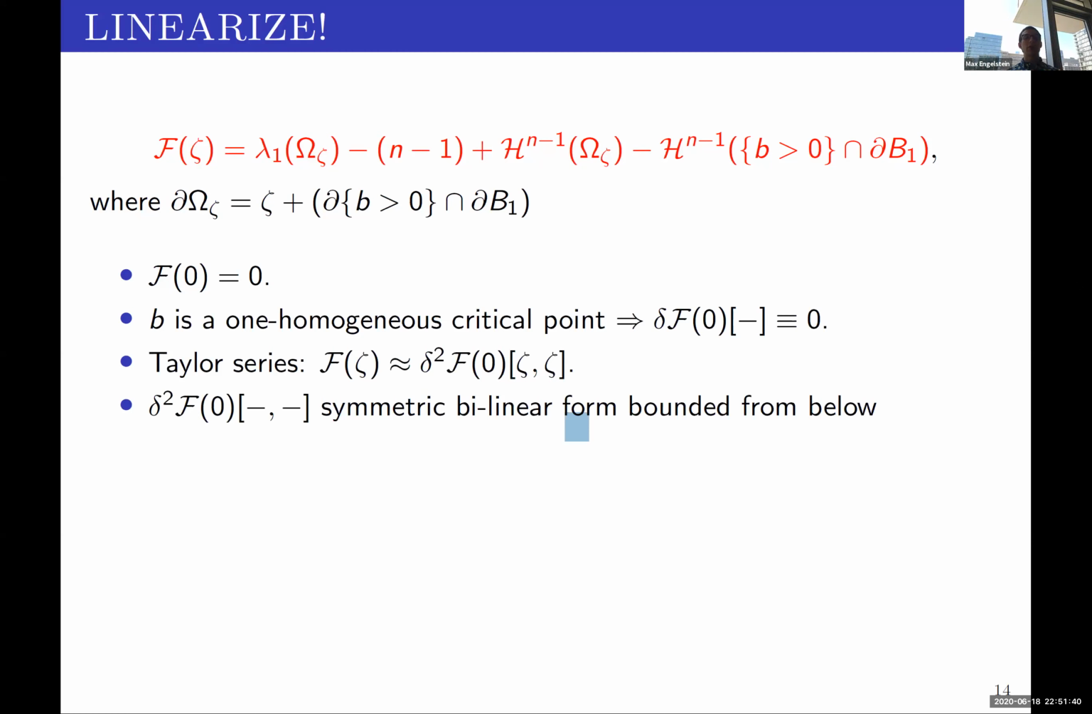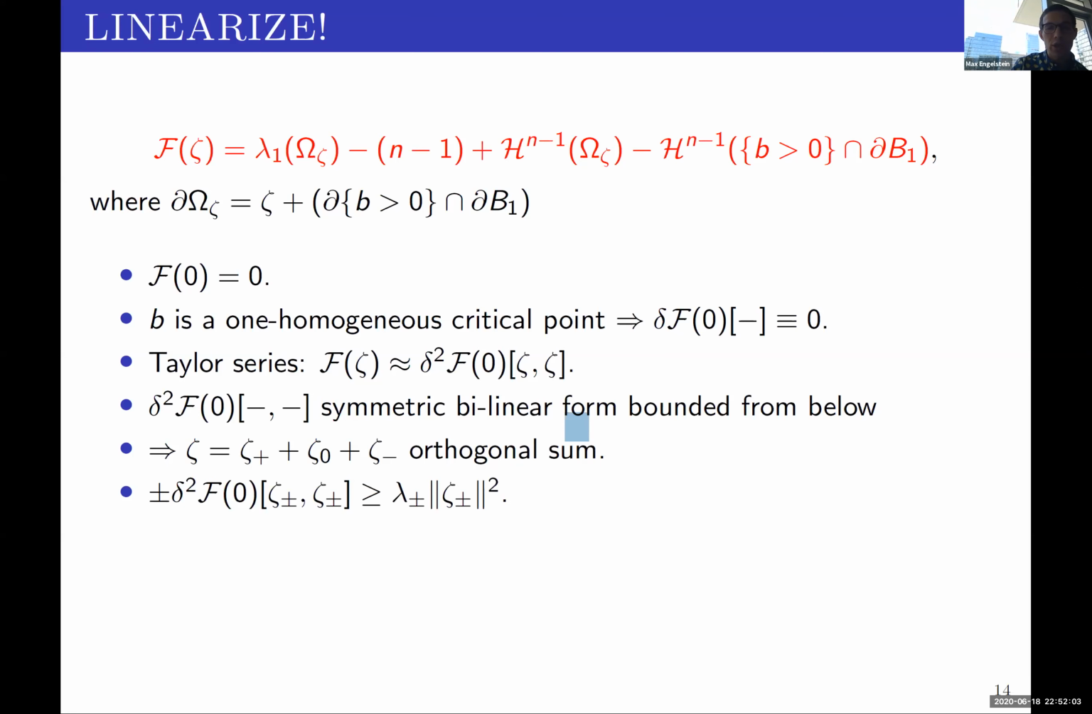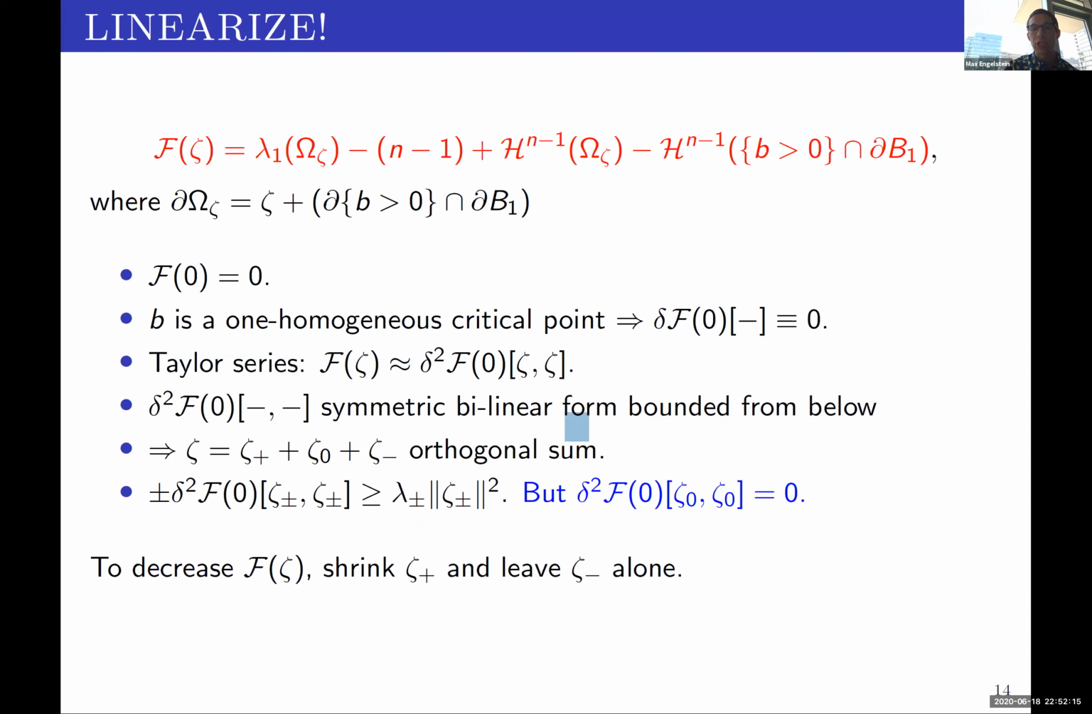And now you do a little bit of functional analysis. You can really do a computation. You can show that this second derivative is a symmetric bilinear form. It's bounded from below. And that means that you can diagonalize it, right, using sort of spectral decomposition. And you can write your zeta as an orthogonal sum, a zeta plus, a zeta 0, and a zeta minus. And this functional changes in a quantitative way in the directions of zeta plus and minus, right? They're in the sort of positive and negative eigenspaces. But it doesn't change at all to second order in the 0 directions.